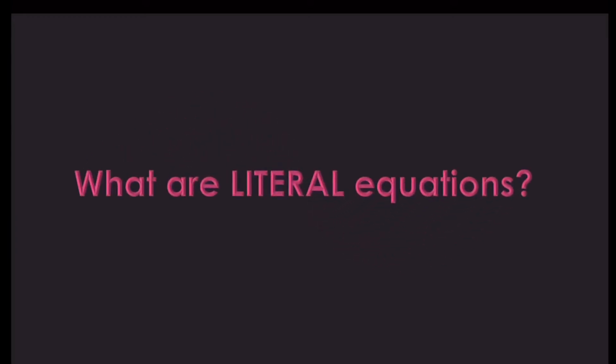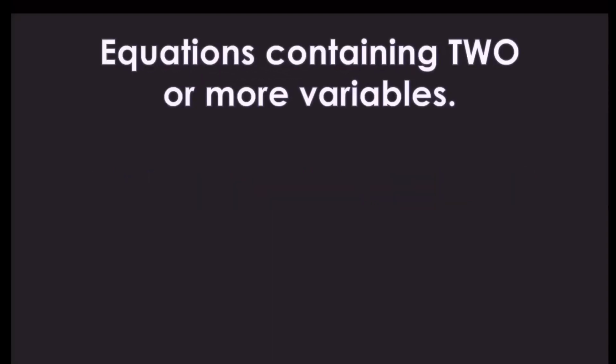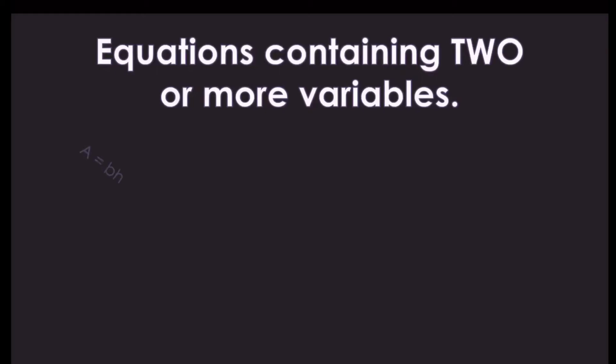So we know what an equation is. It's a statement. A literal equation contains two or more variables. So we've been doing equations that have one variable, and we've been solving for that one variable. So if you take a look here, A equals BH, that's the formula for area of a parallelogram, or a square, or a rectangle. You also have A plus C equals D.